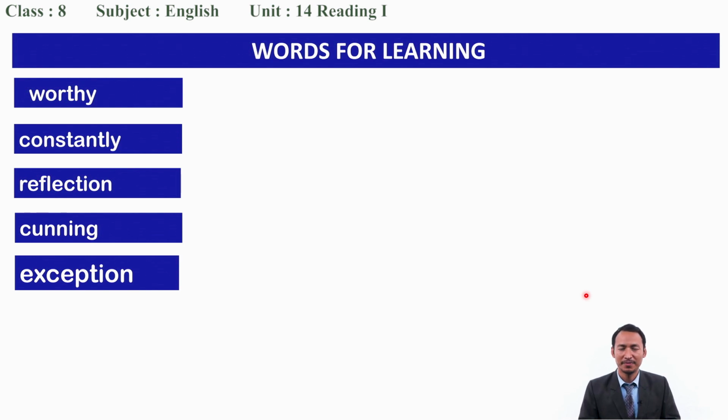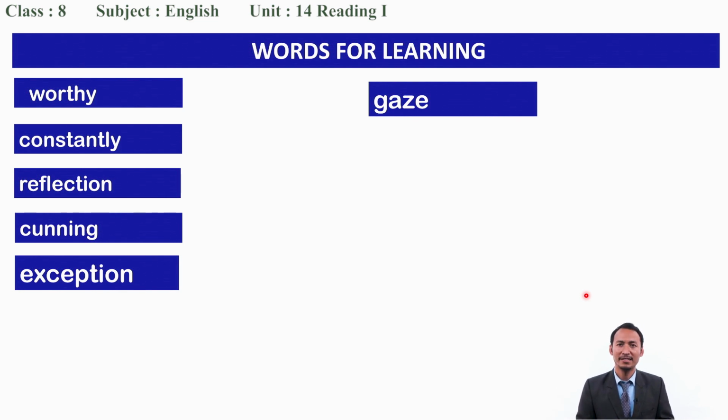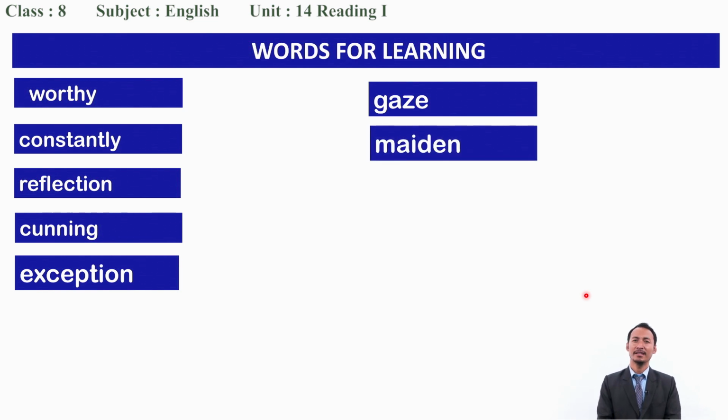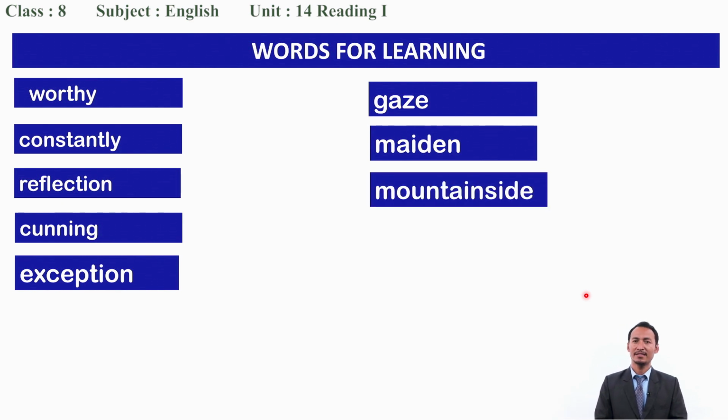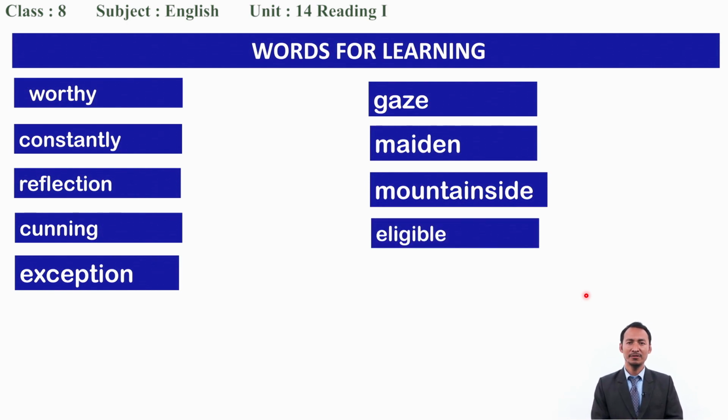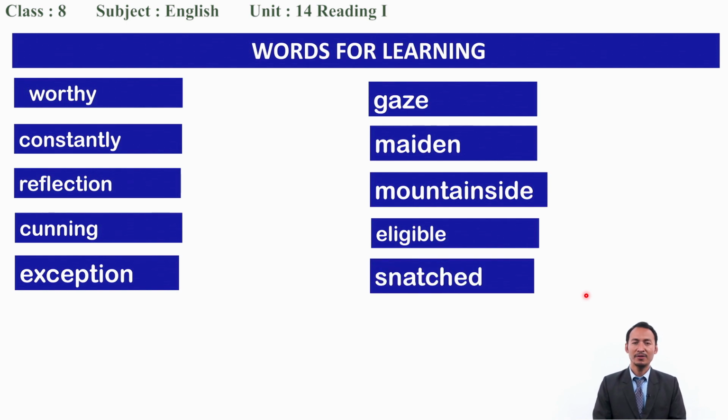It's exception. Exception. Right. Now we have another word, gaze. Yes, gaze. Another word we have is maiden. Right. Maiden. And then this one is mountainside. You're right. We have this word. How do you pronounce it? Yes, eligible. Again, eligible. Right. Now we have one more. Can you say it? Okay, snatched. Okay, snatched. Now I will tell the meanings of these words.